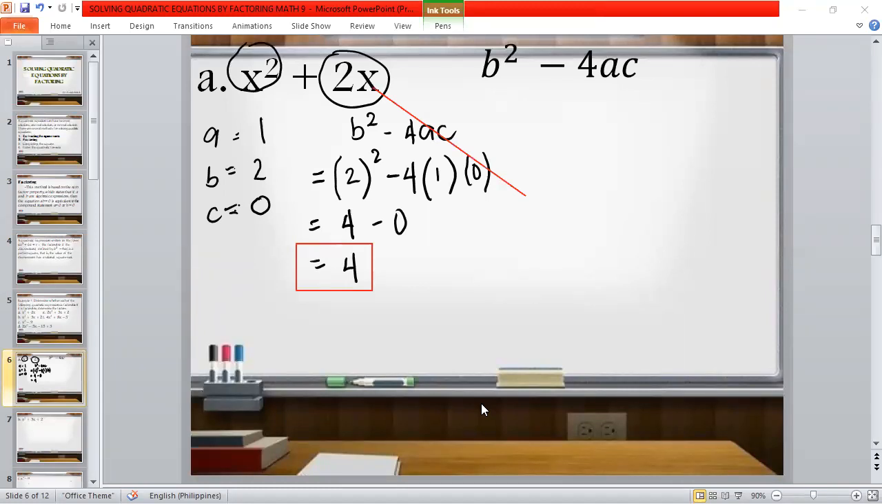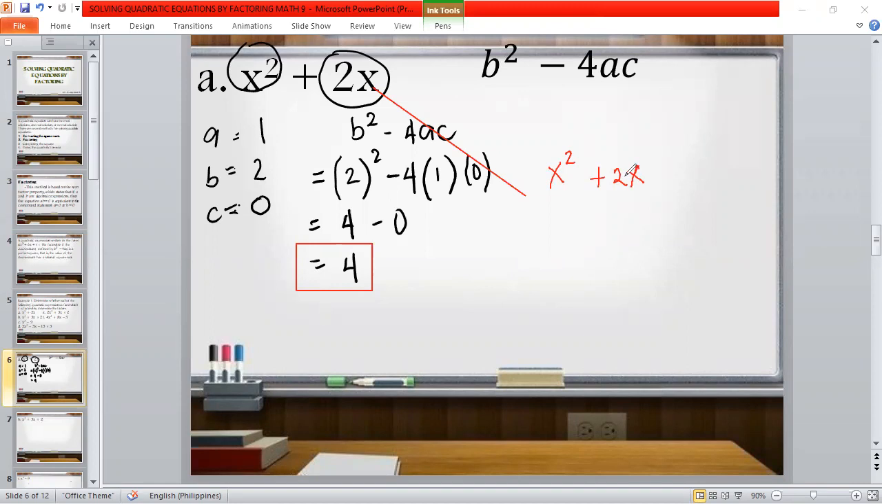Okay? Common factor. When we say factor, yung meron sa isang term at the same time, meron din po sa isang term. Magkapareho po sila. Common factor. Okay. So, isusulat ko po muna dito. We have x squared plus 2x as our given expression.